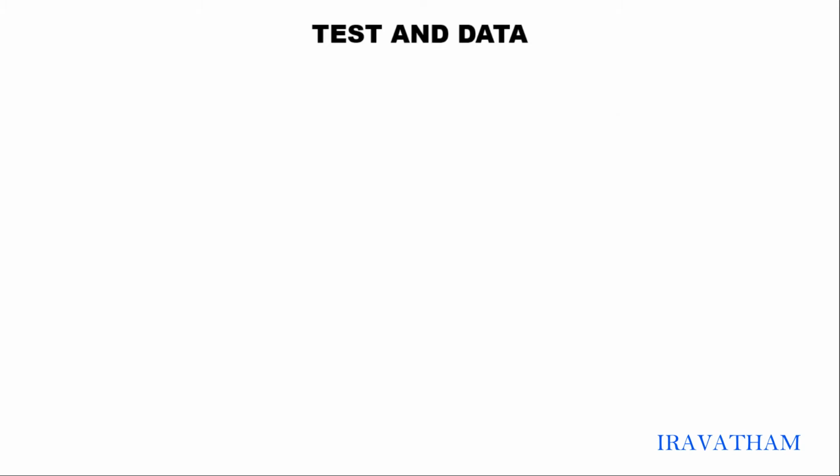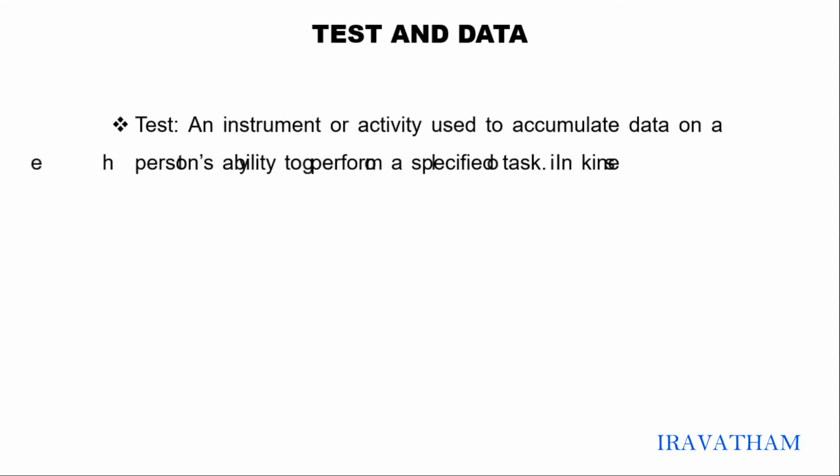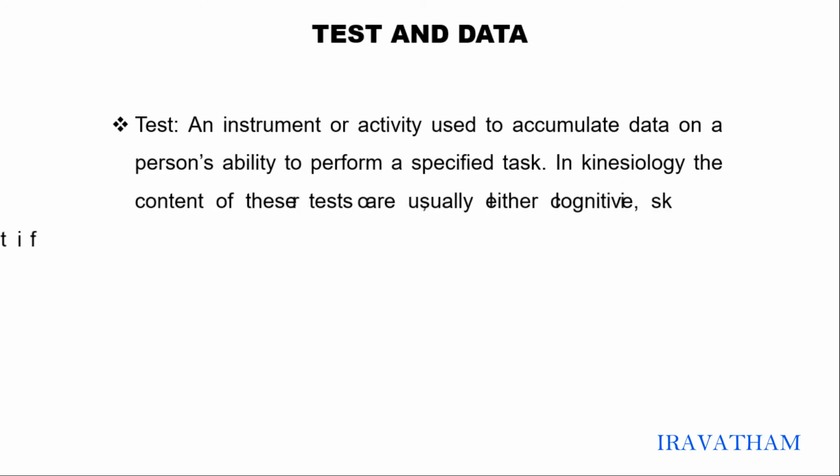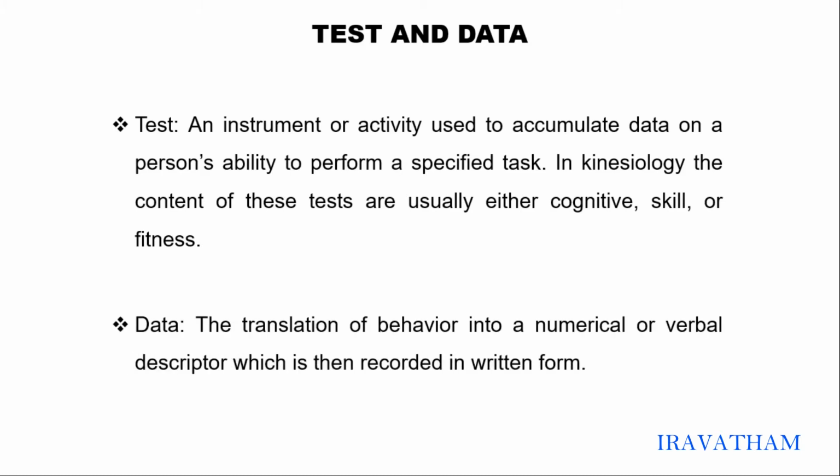We have already seen so many definitions. Now let us see what a test is. A test is an instrument or activity used to accumulate data on a person's ability to perform a specified task. In kinesiology, the content of these tests is usually either cognitive, skill, or fitness. The kinesiology over here is the process that is involved in the test. So test is the instrument that helps us to collect the data during the process or at the end of the process. Now we'll know what data is.